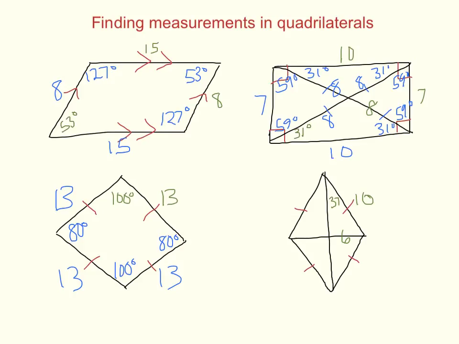Okay. The last shape on the screen is also a rhombus. Okay. This one has a little bit extra. So we know these are all 10. We know this has to be 6 because diagonals bisect each other. In a rhombus, diagonals are perpendicular, which makes these all right triangles. And if you do the Pythagorean theorem, or if you know the Pythagorean triple, these are 8. Okay. Now for the angles.